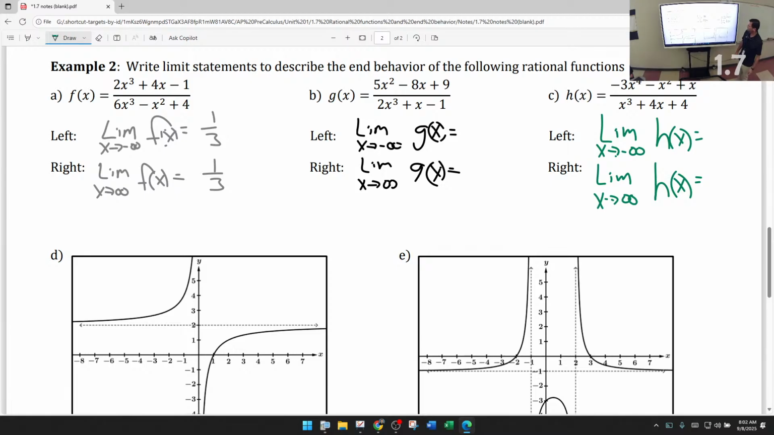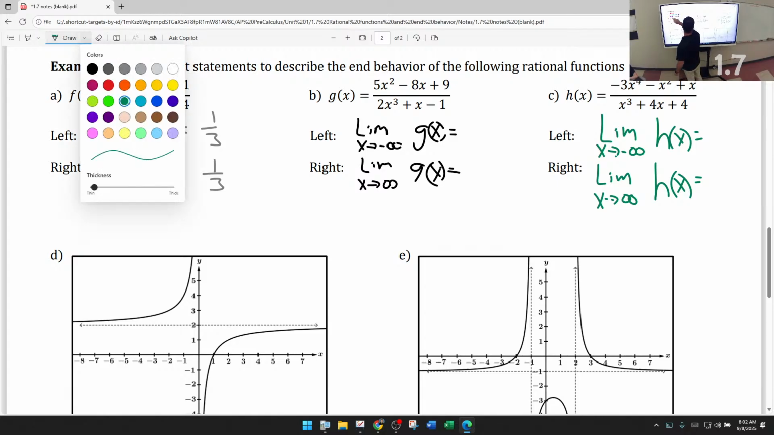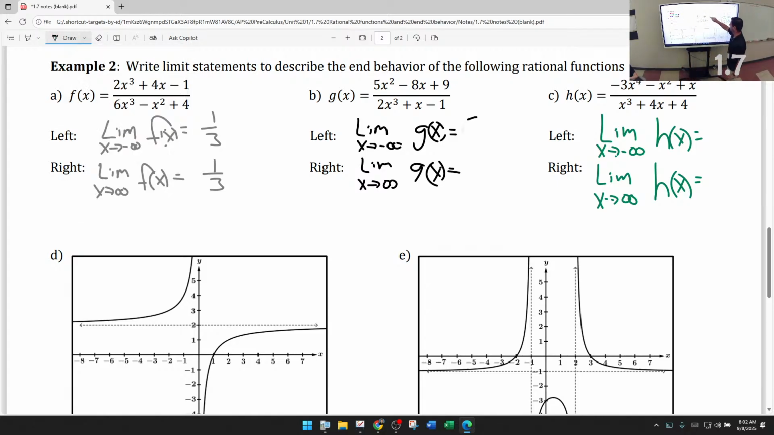Degree on top is less, so we're going to 0. We're going to 0. So both of those are zeros. They're both zeros because as I'm just getting closer and closer to the asymptote.